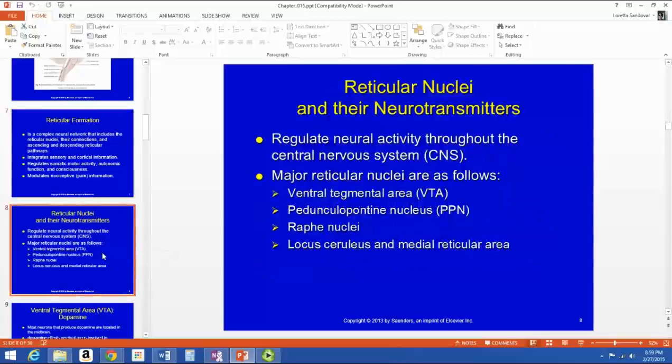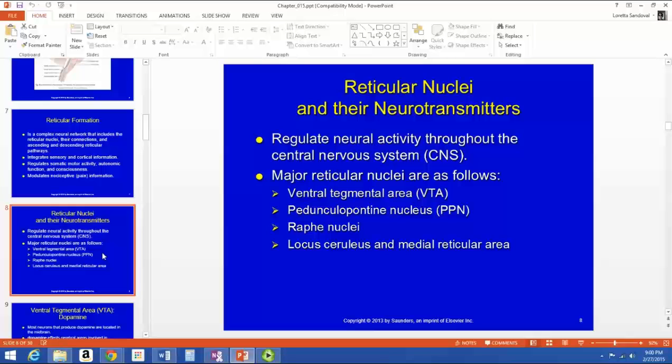So we're going to talk a little bit about the neurotransmitters. And in the PowerPoint, I have the individual reticular nuclei that release the different neurotransmitters. I'm not going to expect you to know the names of all those individual nuclei, but it's just a good way to organize the information. I'm not going to test you on the names of those. But there are 4 of them.